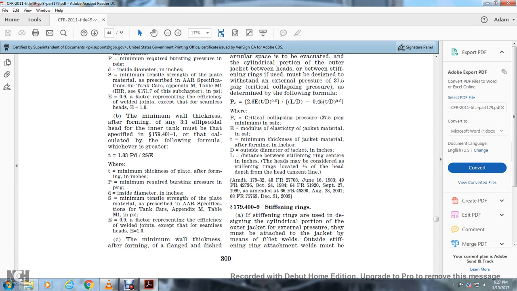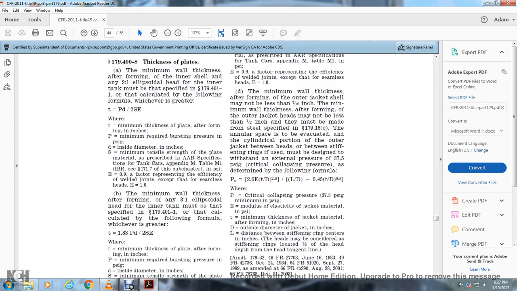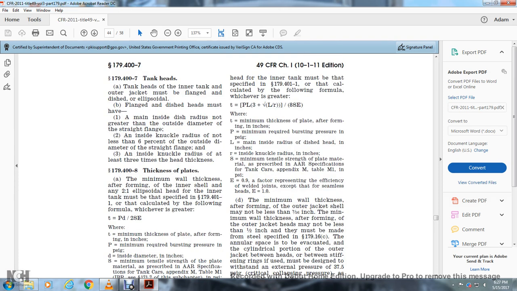S is the minimum tensile strength of the plate materials prescribed in the AAR specification for tank cars, Appendix M, Table M1, in PSI. E equals 0.9, the factor representing the efficiency of welded joints, except for seamless, where E equals 1.0. The minimum wall thickness after forming of the flanged and dished head for the inner tank must be specified in 179-401, calculated with the following formula, whichever is greater.